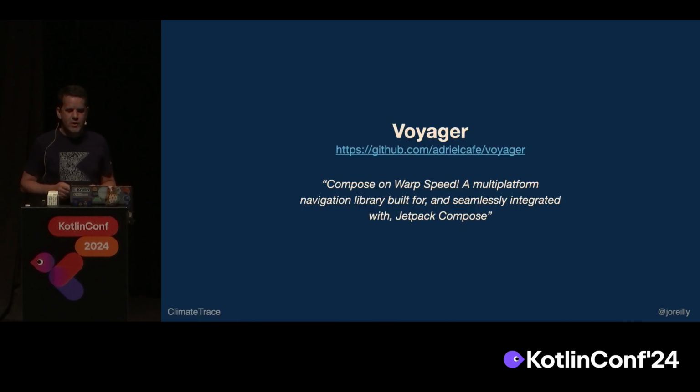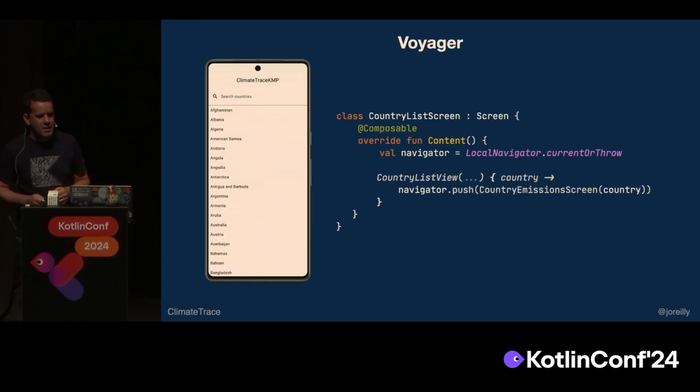So first up is Voyager. This is primarily a navigation library that works across a range of Compose Multiplatform clients. It supports a wide range of functionality, including different navigation types, state restoration, transitions, lifecycle callbacks, back press handling, and deep link support, along with integration with a number of other frameworks. It works on the basis of having your Compose code contained in these screen classes. This is an example from Climate Trace of the screen showing the list of countries.